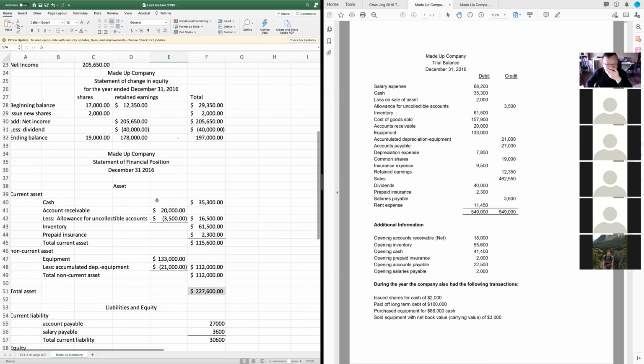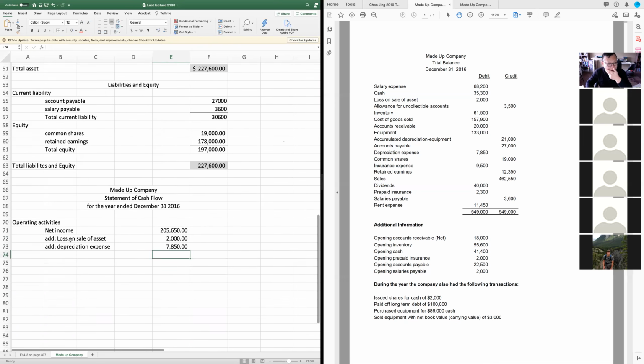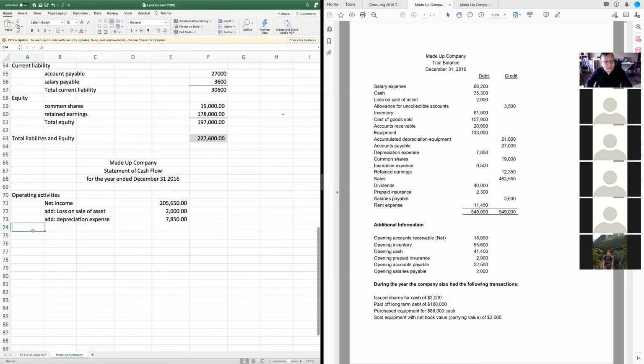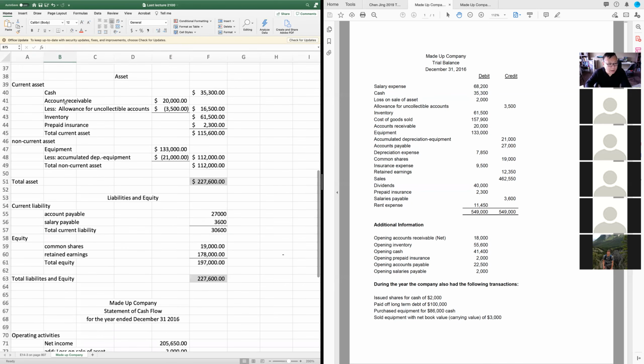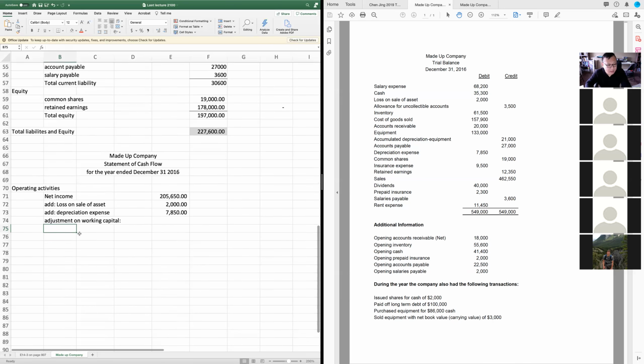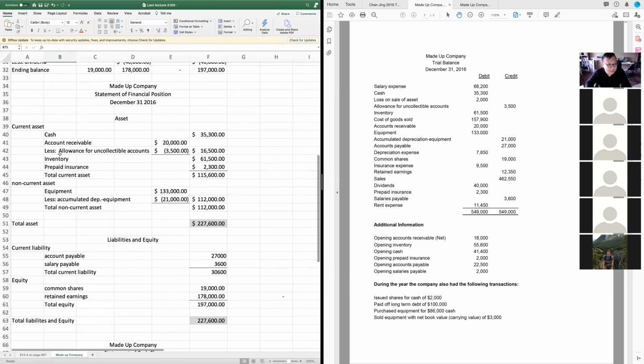Okay, so then I need to deal with adjustment on the working capitals, right? So adjustment on working capital, the current asset, the current liability. So what I have, cash, AR. How does AR change? Okay, so AR right now, what's my AR? That's the number, 16,500, right?